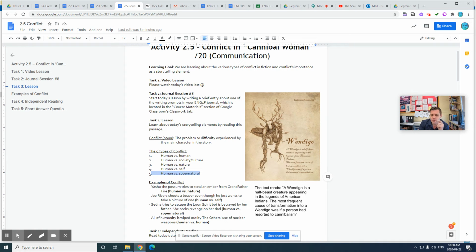And then finally, we have human versus supernatural. This is where humans are pitted against creatures that are not of this world. It could be monsters, ghosts, demons, or Wendigo, which is a creature in Native American mythology.